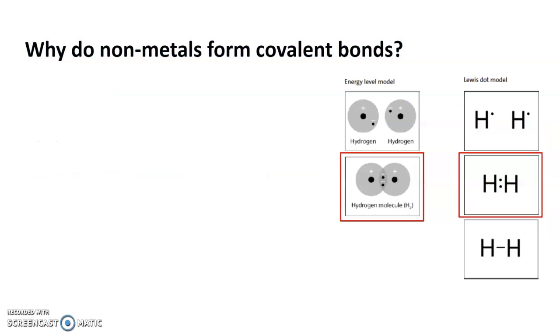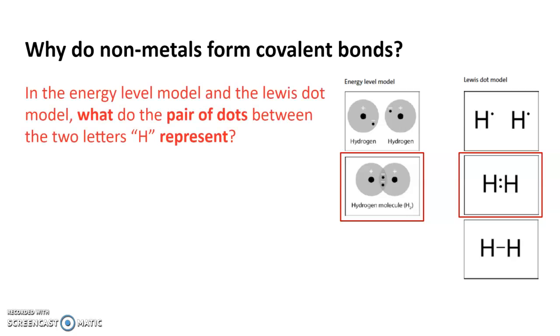Anyway, so let's delve into this a little bit deeper by looking at some models. I like these models because they show the Bohr drawing type of model, like an energy level model, and they show the Lewis dot model. So it's kind of the best of both worlds as we're making that transition in our thinking. So in the energy level model and the Lewis dot model, which I've boxed in red for you, what do the pair of dots between the 2 letters H, right, so the 2 hydrogens, what do those represent?